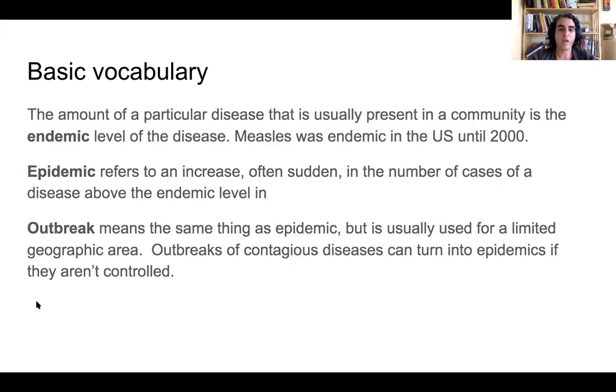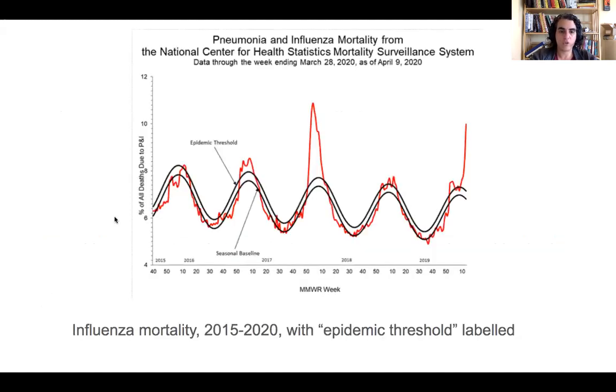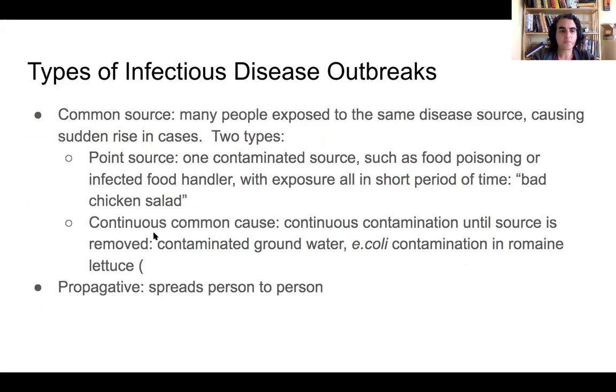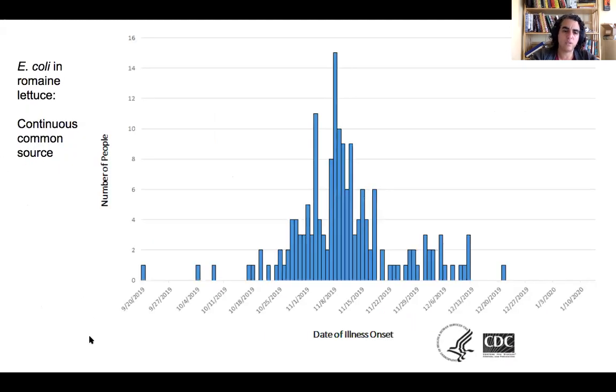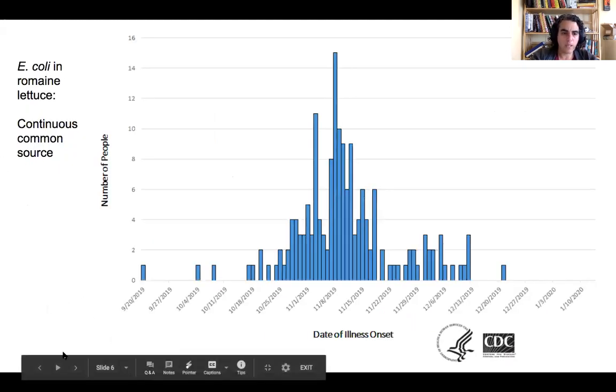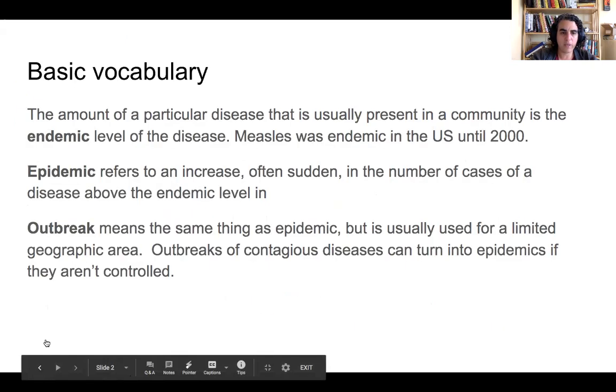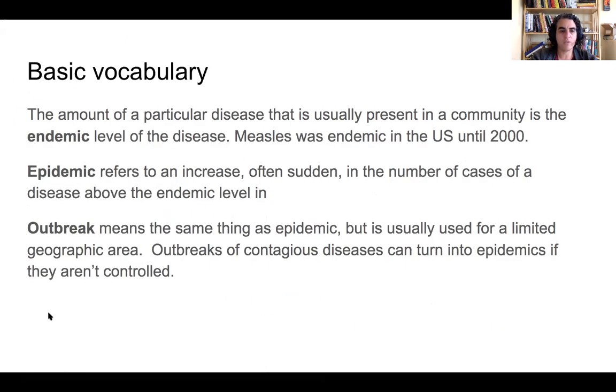An epidemic refers to what happens when the number of cases rises above the endemic level in a certain community or area. Sorry about that, I just tapped the screen. I'm just going to back up and keep going. So you just got a brief preview of coming slides.